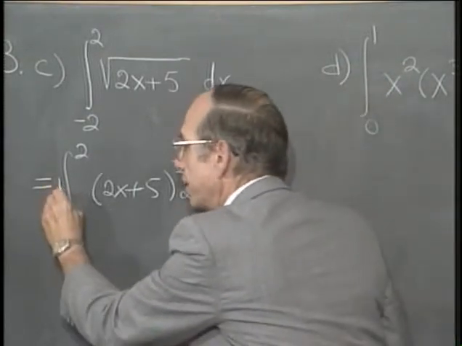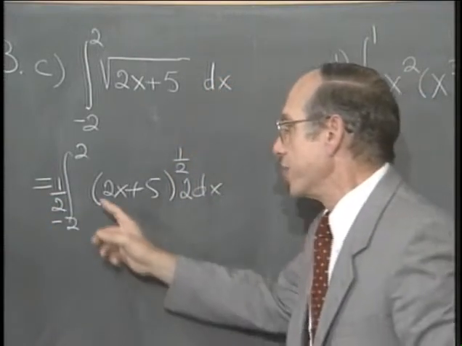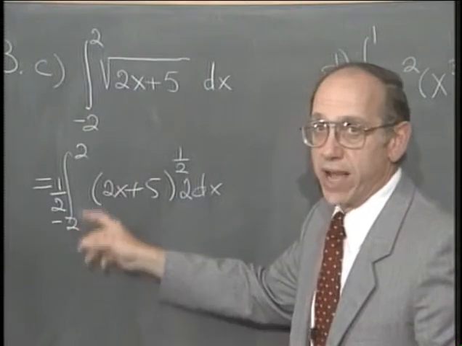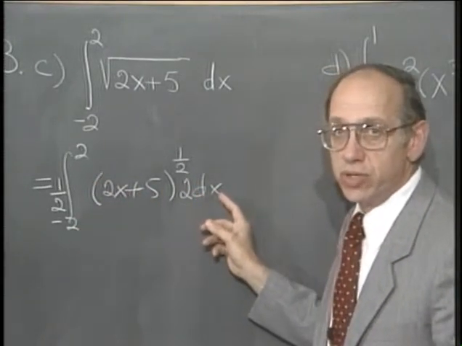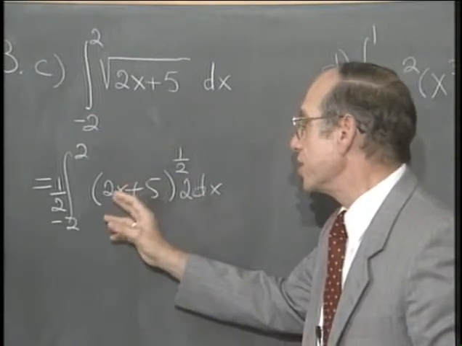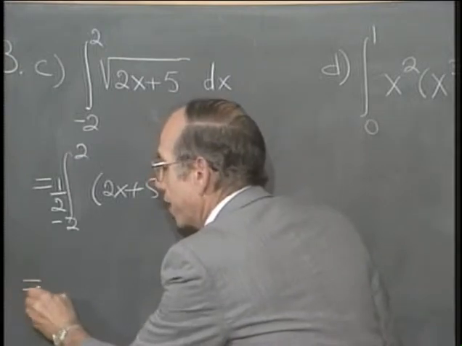And I'll do that outside the integral, multiplied by a half. So we now have 1/2 the integral from -2 to 2 of (2x + 5)^(1/2) times 2 dx. And this is precisely u^(1/2) du. And that we can find the antiderivative of.